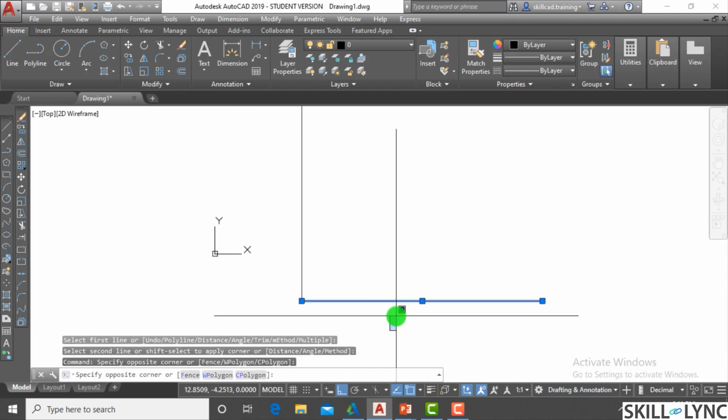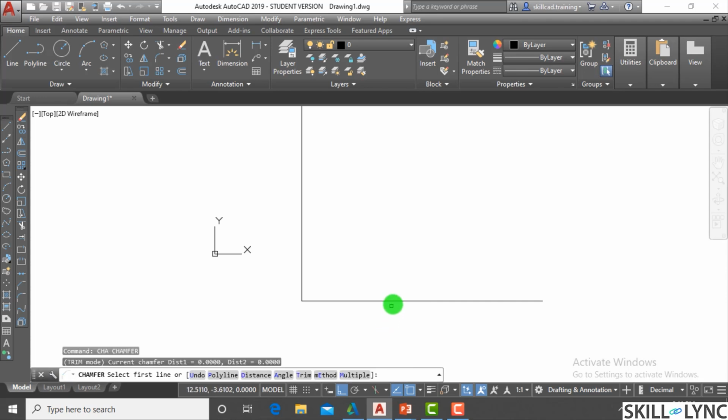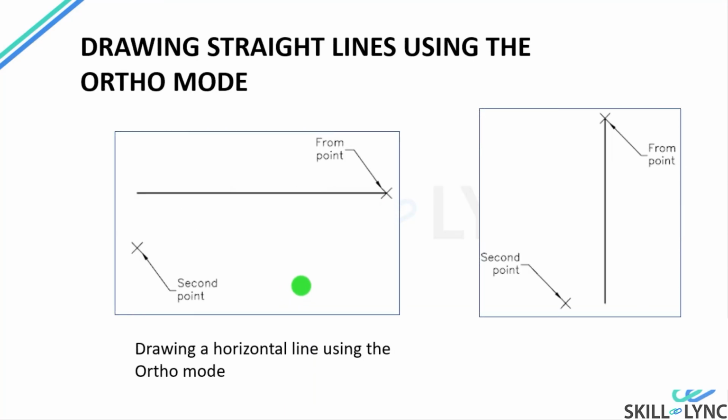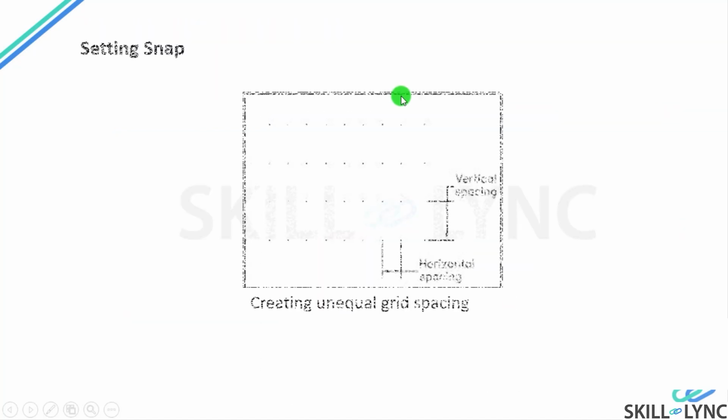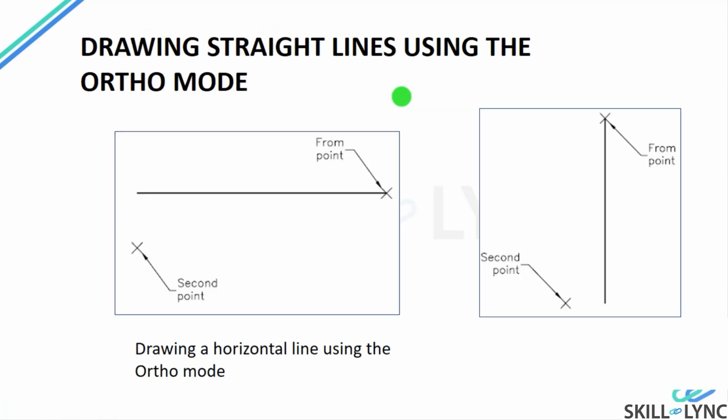Okay, fine. So I think anything left in the chamfer, so you can have the trim, angle, distance, polyline, and multiple. So I think we are at the end of the modification tools, and let's do some ortho mode and snap mode. We can do that next, but let's talk about the Ortho Mode because that's very important and I've been using it.